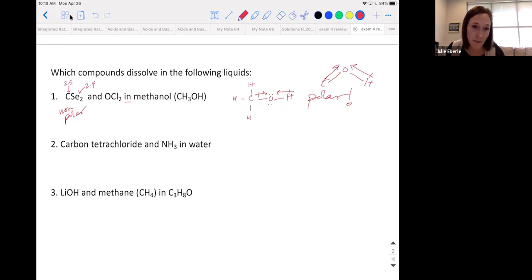Okay, I don't waste time on the exam calculating every little thing because I already know that one's nonpolar. Now, looking at electronegativity for OCl2, which is going to look a whole lot like a water molecule, it's bent.